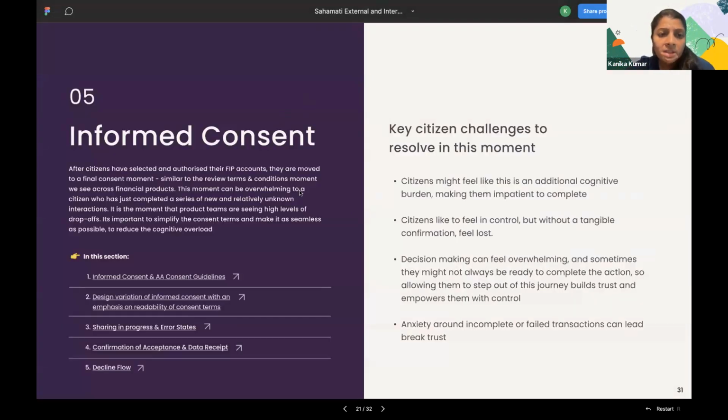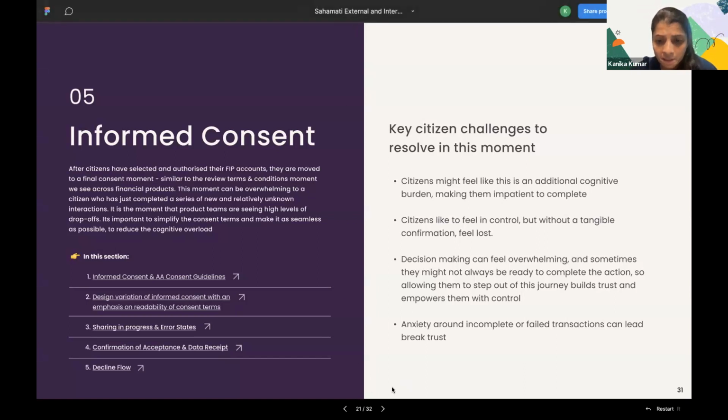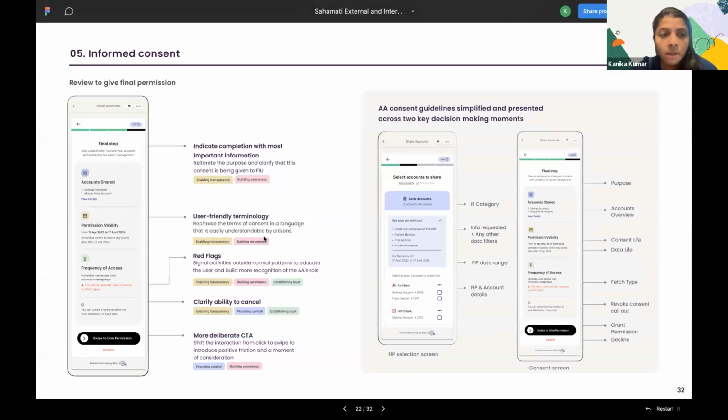The next moment is really around informed and explicit consent. And here really the big challenges are, how do we reduce, while offering transparency, the feeling of overwhelm? There's also sometimes a feeling to get done with this because by this point they've gone through multiple steps. And so how do you ensure that in that impatience, a user is not missing important information? How do you provide them control? And how do you support them in case of a failed transaction or an incomplete transaction?